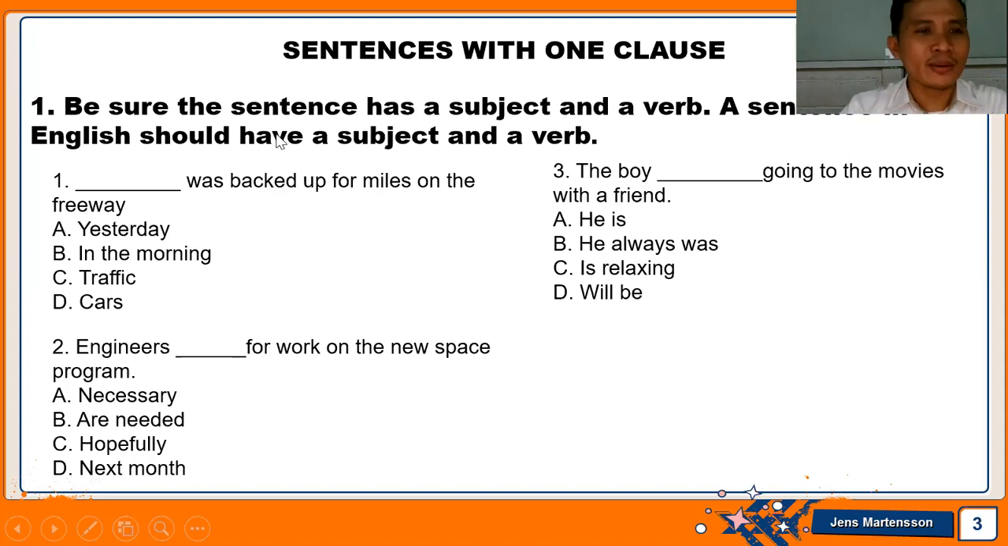Okay, let's talk about that. At the beginning I said you must be sure that the sentence has a subject and a verb. Now, in this question number one, do you find a subject or not?